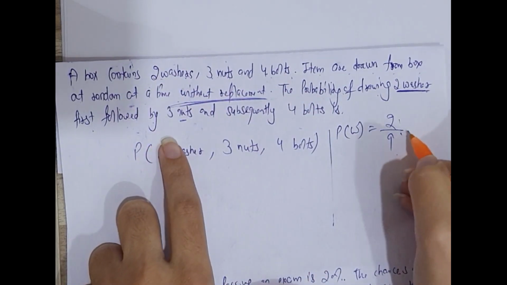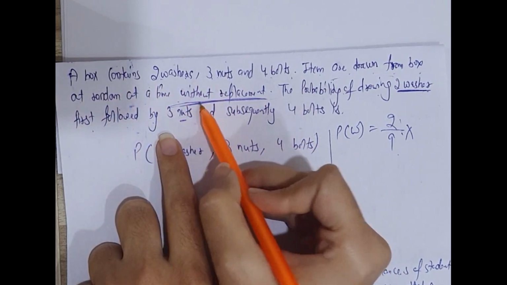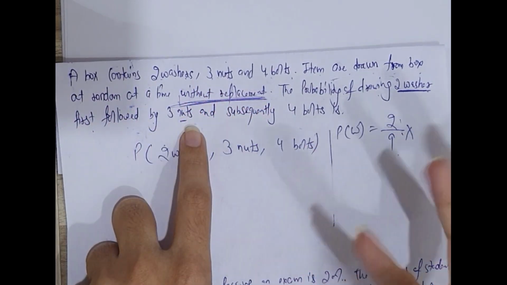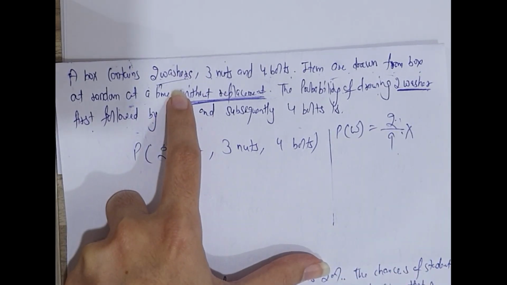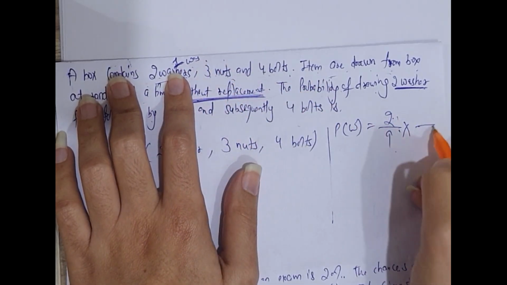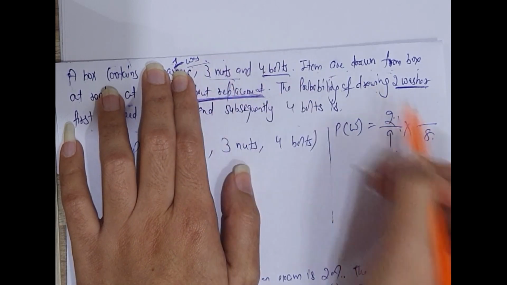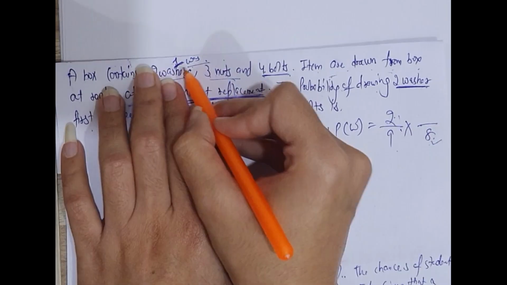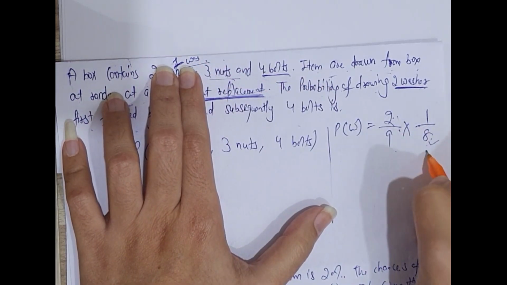Now 2 by 9. They are saying items are drawn from a box at random without replacement. It means that once they draw the item from the box, they will not put it back in the box. If they collect 1 washer from it, 1 is left, and from the total also 1 is subtracted. It means that 8: 4 bolts, 3 nuts and 1 washer only. So the total number of items is 8. Now what is the probability to find the second washer? That is 1 by 8.